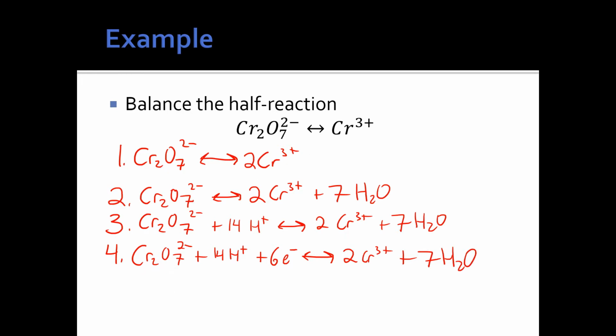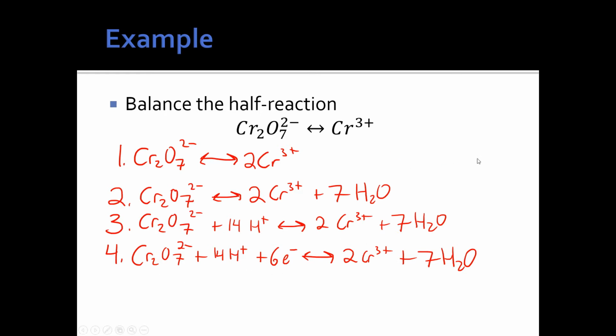I've got my 2 chromiums, I have 7 oxygens, 14 hydrogens, 14 hydrogens. Total charge here is -2, plus 14 is plus 12, minus 6 is 6. 2 times 3 plus is 6 plus. There you go, everything's balanced.